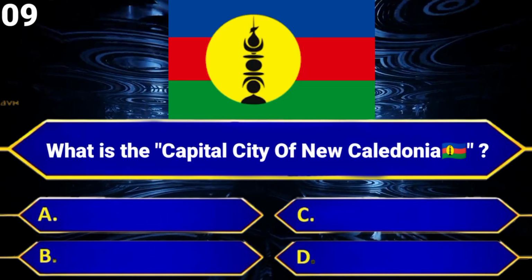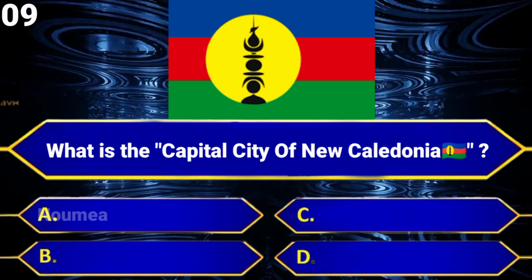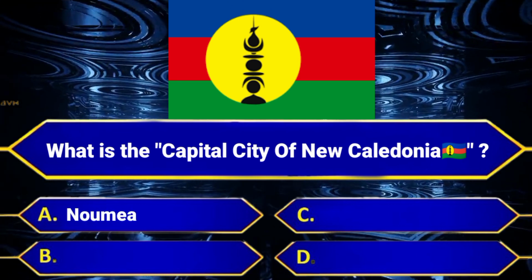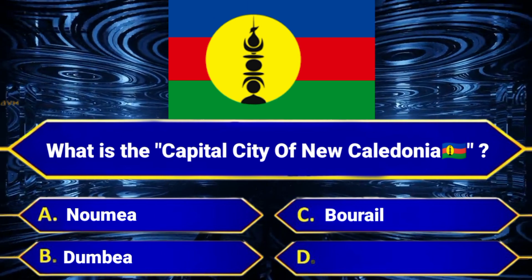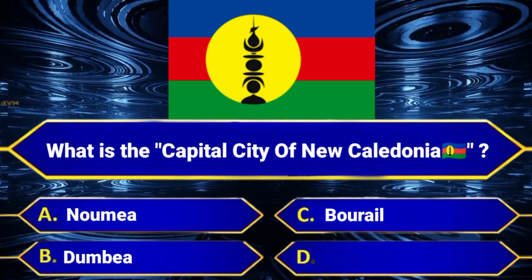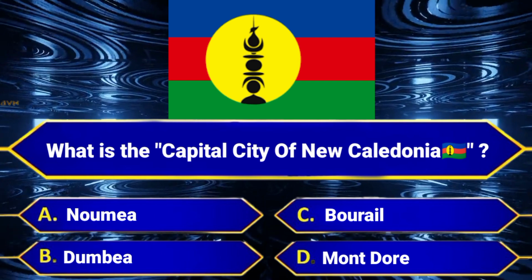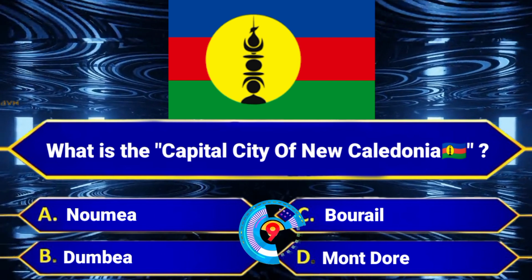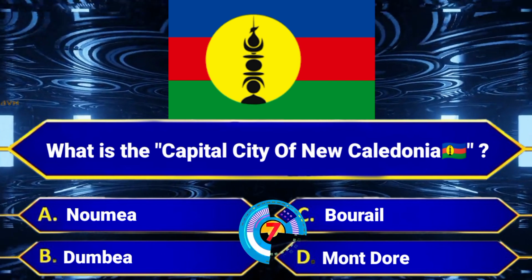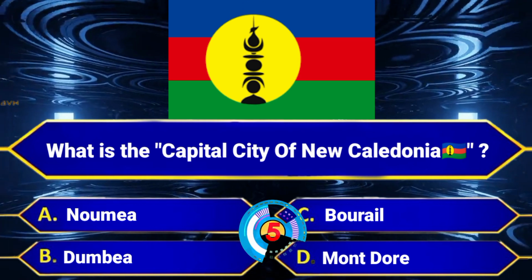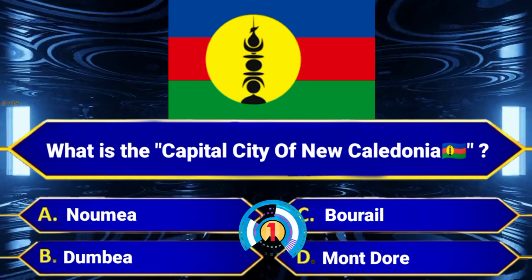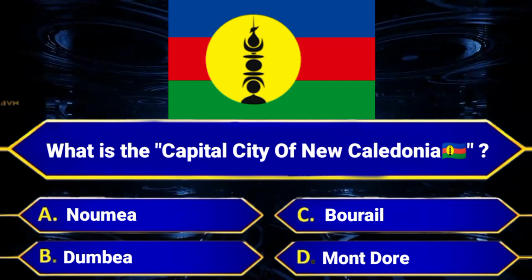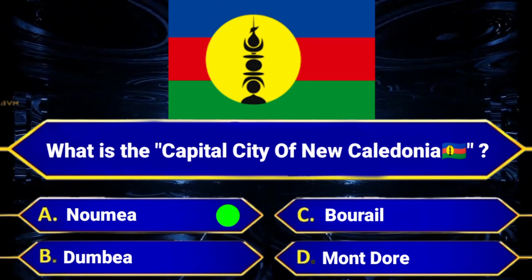What is the capital city of San Marino? Option A, Numea. Option B, Dumbia. Option C, Borail. Option D, Montdore. Answer is option A, Numea.